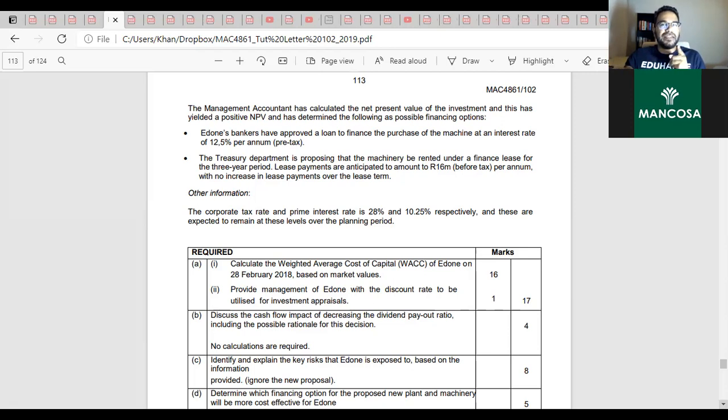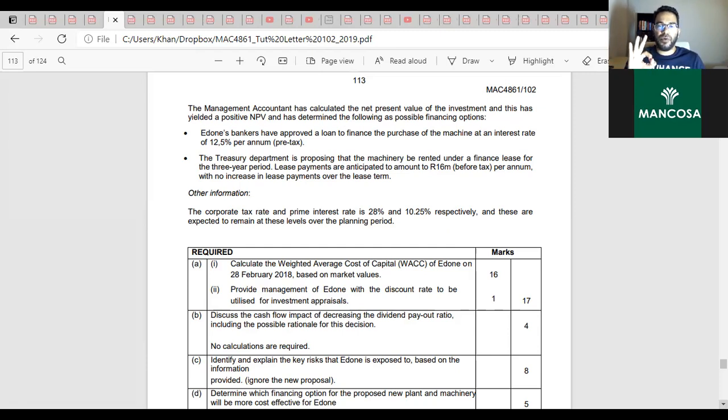But if the required says use market values, then you can say, dear examiner, the target capital structure is the most appropriate, therefore I'm using a target capital structure. Even if that is correct, they didn't ask you for target capital structure, they asked you for market value. So just take note of those kind of subtleties.